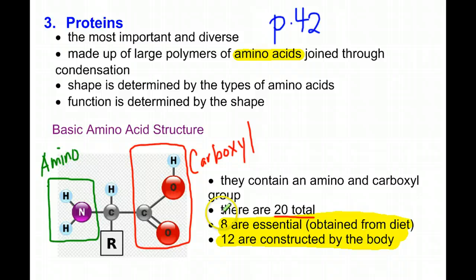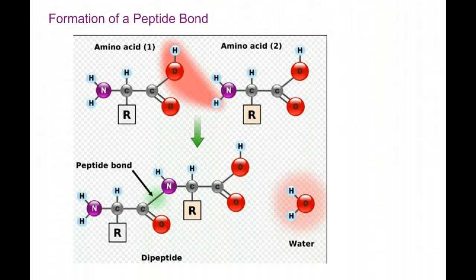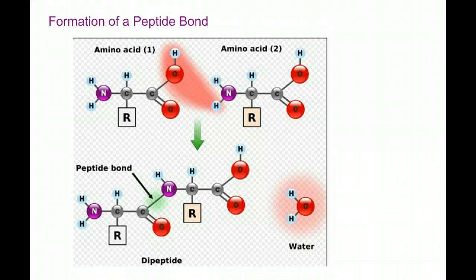Okay, next, so if we know that proteins are made up of a whole bunch of smaller subunits called amino acids, then the next thing we need to understand is how do all of these amino acids join together to make up these proteins. So that's our next step. Formation of a peptide bond. A peptide bond is what's formed when amino acids come together.